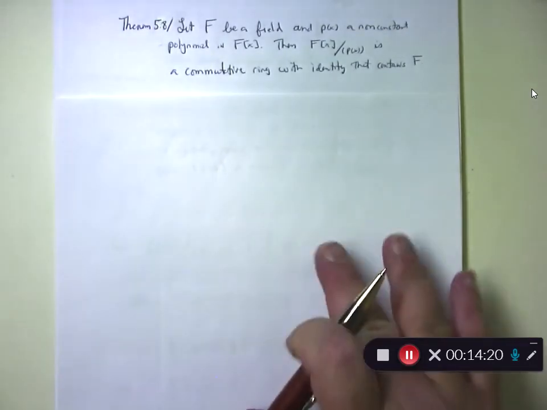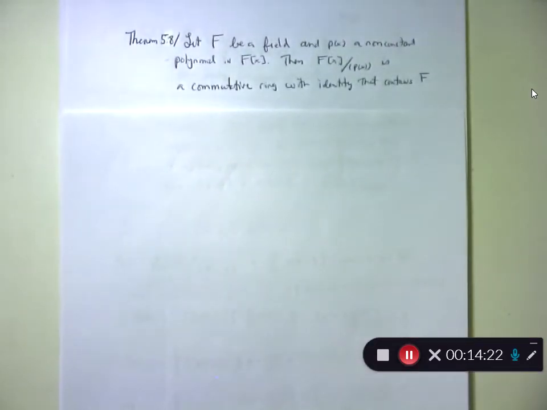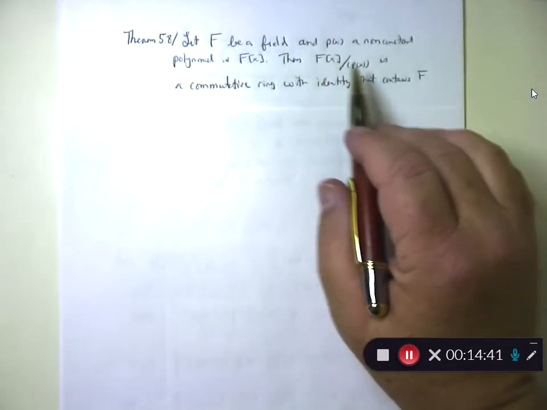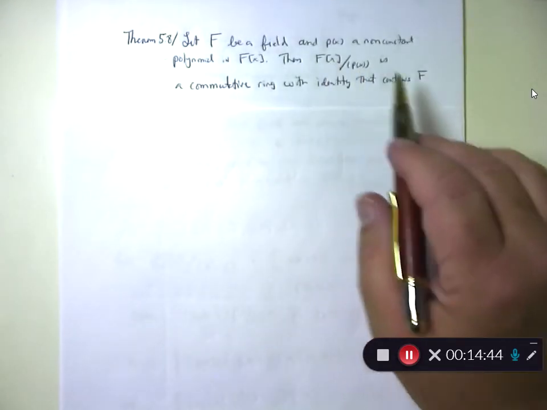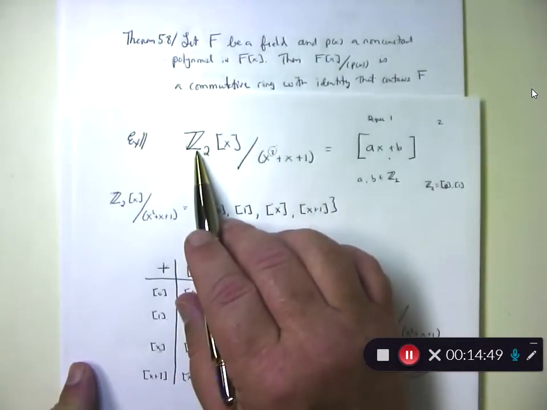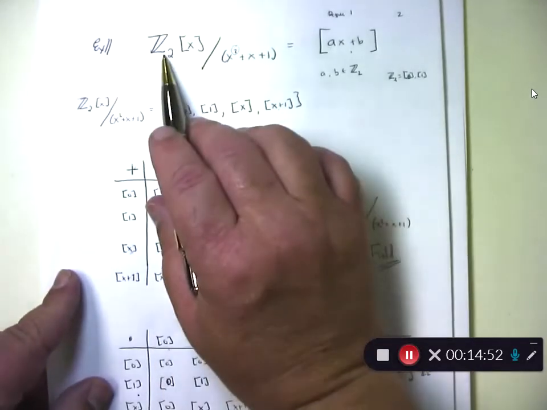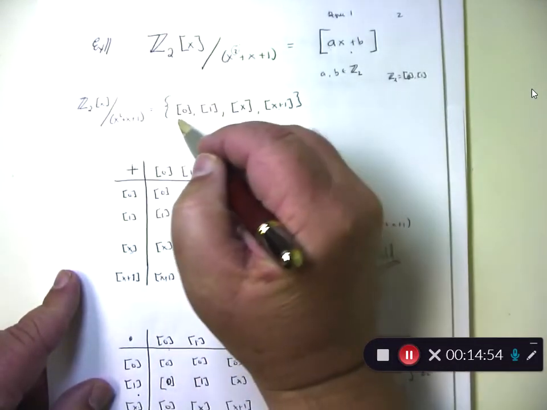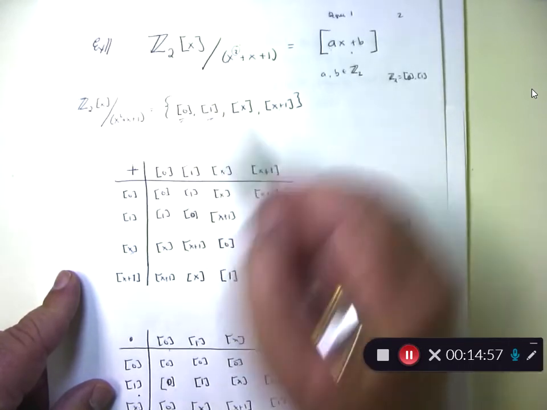Now, in terms of this, some theoretical questions. Theorem 5.8 says this: let F be a field, and p of x a non-constant polynomial in F adjoined x. Then the ring F adjoined x modded out by p of x is a commutative ring with identity that contains F. You're always going to get a commutative ring with identity because F adjoined x commutes, so these modular classes will also commute. And they also contain F. Let me show you the idea of containing F. This F in this problem was Z2. So if you look at your equivalence classes, Z2 is 0 and 1, and there they are right there. It contains F. There's 0 and 1. There's the Z2 part and a few other elements added onto it.